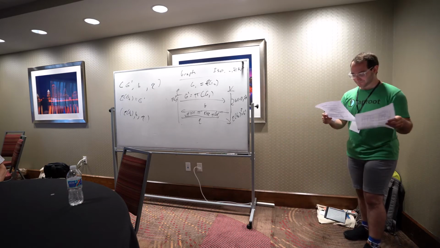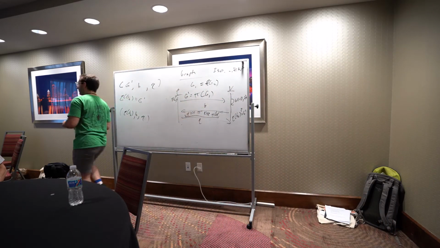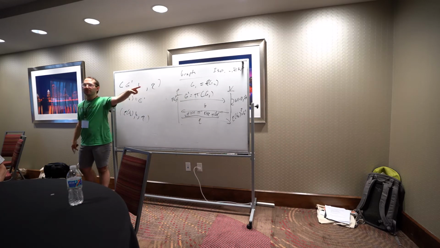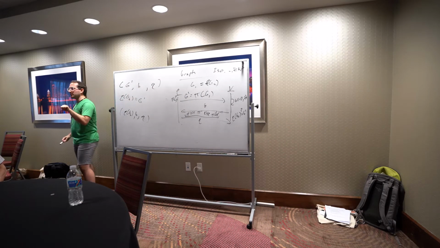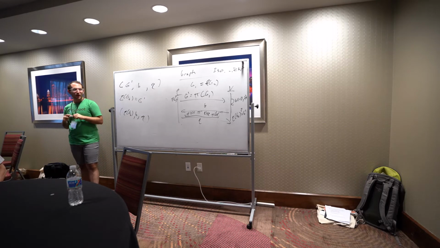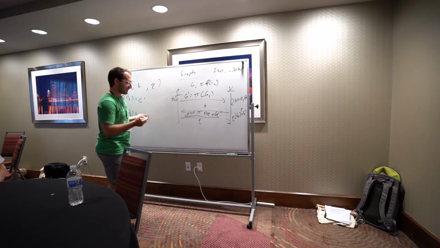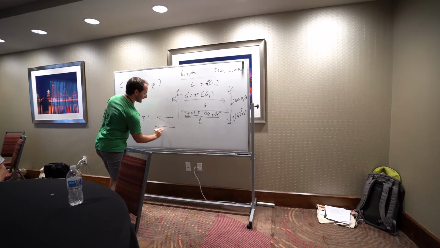Okay, so there's one other thing I wanted to point out about this. This shape of a proof, where the prover sends something over, the verifier responds with a challenge, and the prover responds to that challenge, has a special name. It's called a sigma protocol. It's called a sigma protocol because sigma looks like this.